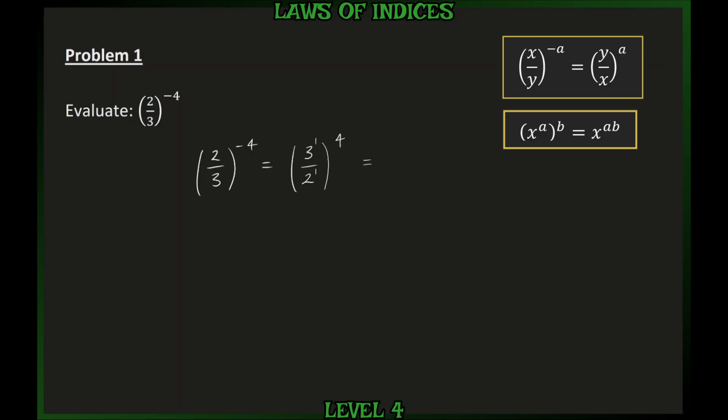So we're going to start with the numerator and multiply together 1 and 4. 1 times 4 is 4, so our numerator becomes 3 to the power of 4. And then similarly with our denominator, we multiply 1 and 4 again, and we have 2 to the power of 4. Now 3 to the power of 4 is 3 times 3 times 3 times 3, which gives us 81. And 2 to the power of 4 is 2 times 2 times 2 times 2, which is 16. And this gives us our final answer to problem 1.